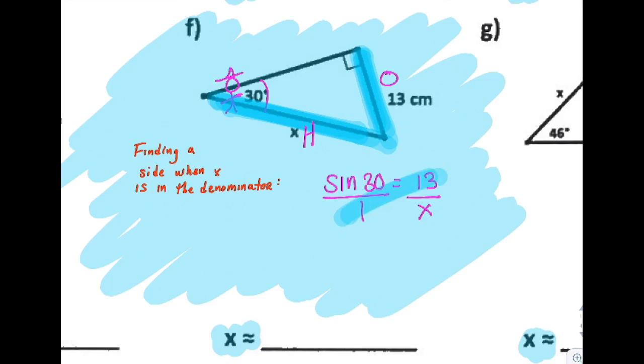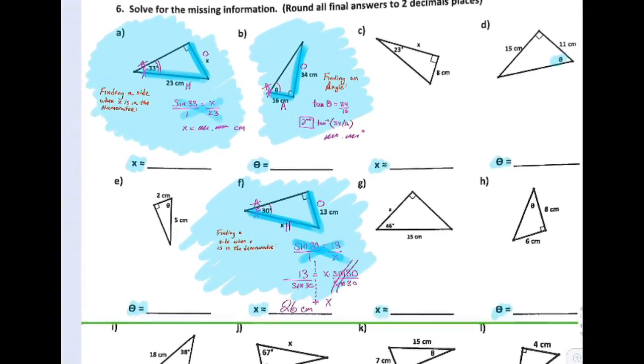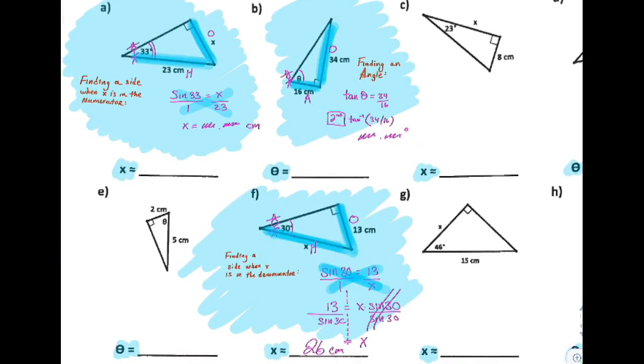So when I cross multiply that way, 13 times 1 is 13. When I cross multiply the other way, x times the sine of 30. You have a left side of the equation and a right side. To solve for x, I divide by whatever isn't x, so sine of 30 on both sides. That'll cancel, and x will be whatever 13 divided by sine of 30 is, which comes out perfectly even at 26 centimeters. So now you have a model for each one, and you have models from class 2.